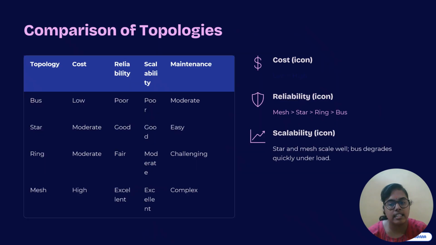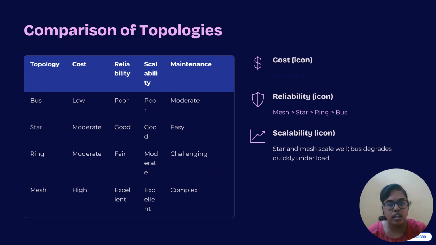Now, let us compare the topologies we have seen till now, that is bus, star, ring, and mesh topology. Bus topology is low in cost, poor in reliability and scalability, and moderate in maintenance. Star topology is moderate in cost, good in reliability and scalability, and easy to maintain.